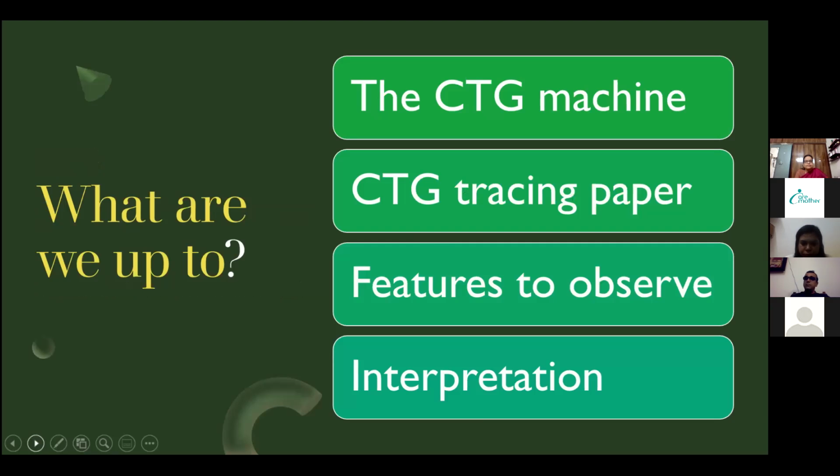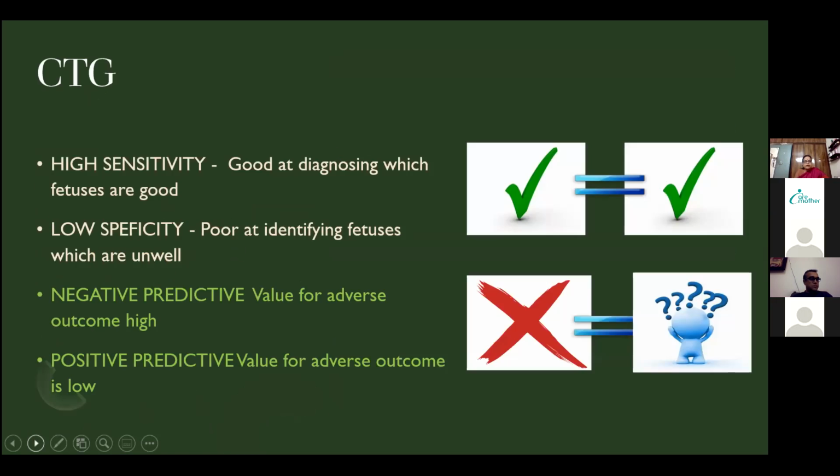Thank you once again. Now, what are we planning to do today? We are going to discuss the CTG machine, the tracing paper, what features to observe and how to interpret. I'm starting with the basics mainly because for youngsters, without knowing the basics, if we go straight to interpretation, you may not be able to grasp it so well.